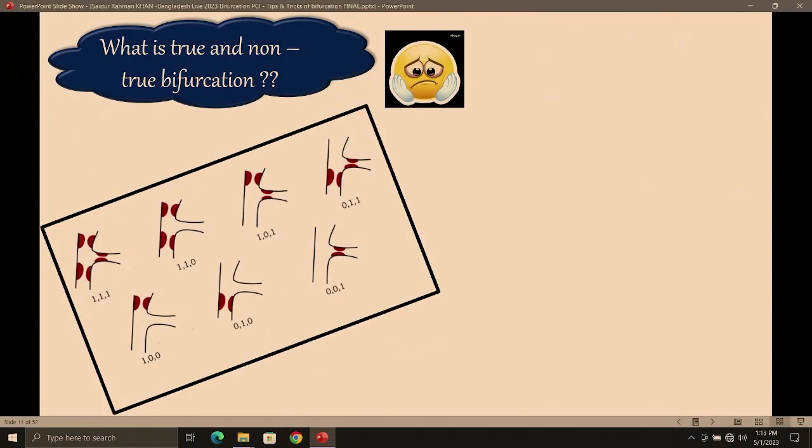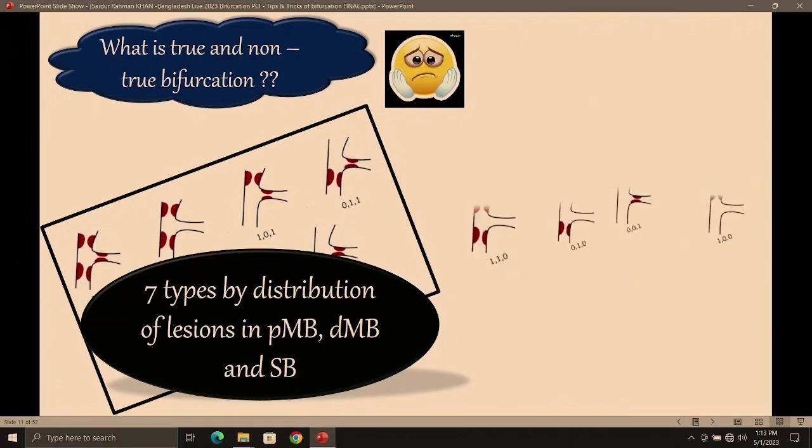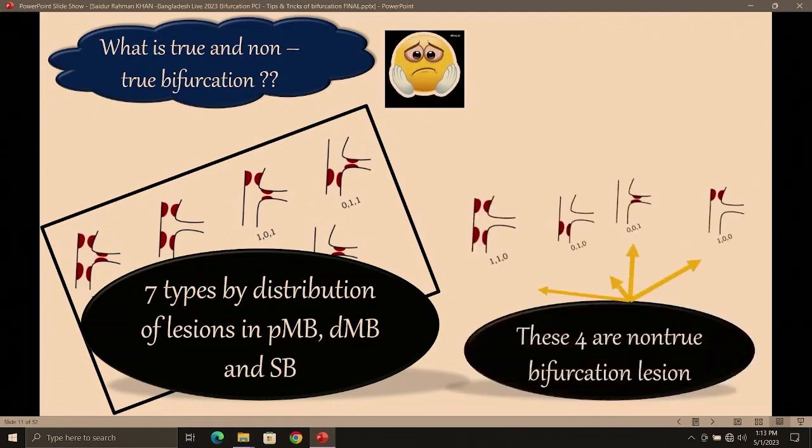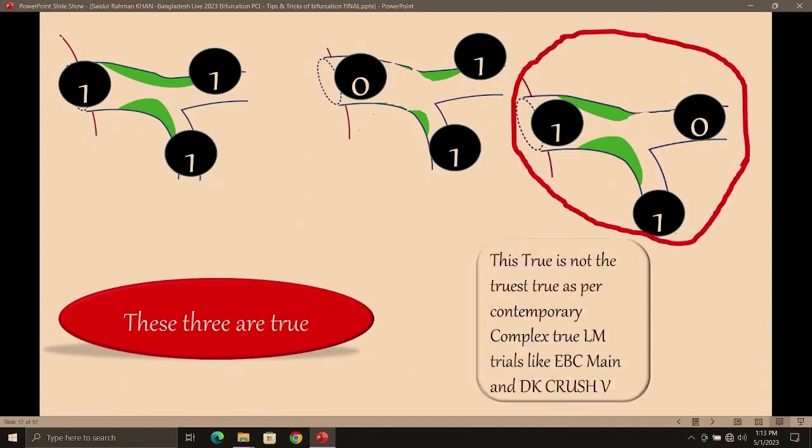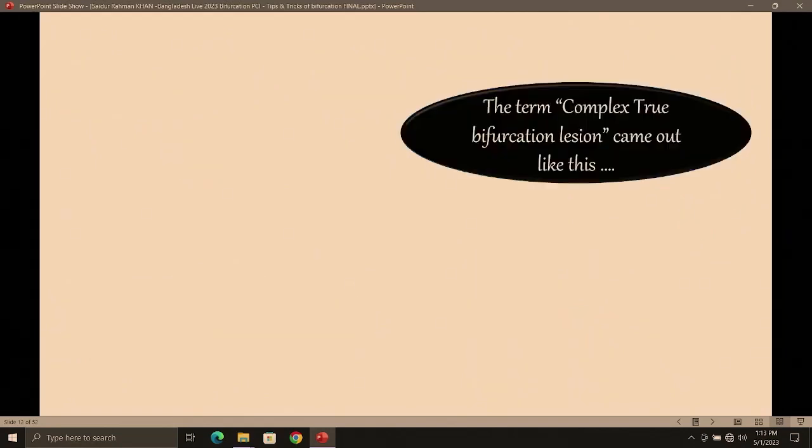And what is true? The 7 sets are there: 111, 110, 101, 011, and so on. Of these 7 sets, 4 are non-true. That is 110, 010, 001, and 100. But the true ones are these 3. That means 111, 011, and 101. But this 101 is not the truest true, because in the complex bifurcation lesion definition used in the ABC main or the DK crush 5, 101 was not included in the true bifurcation lesion. So this one is a gray zone for the true bifurcation.